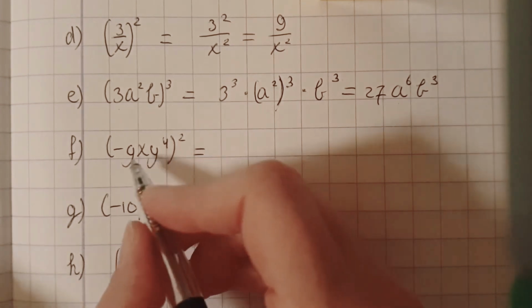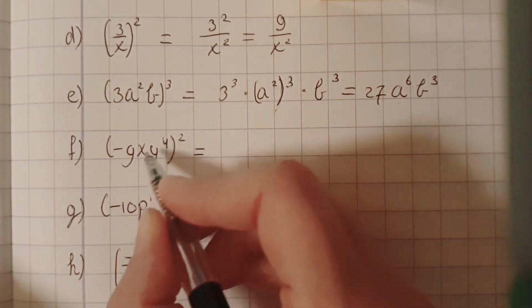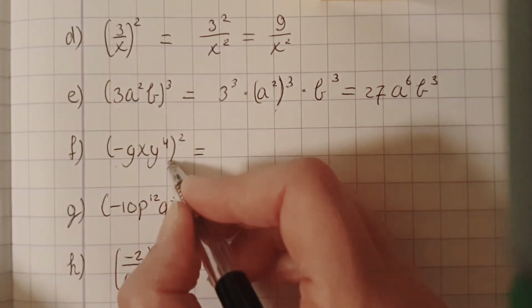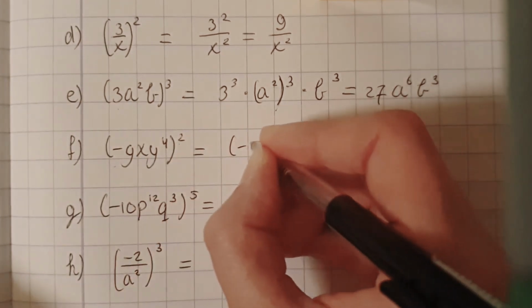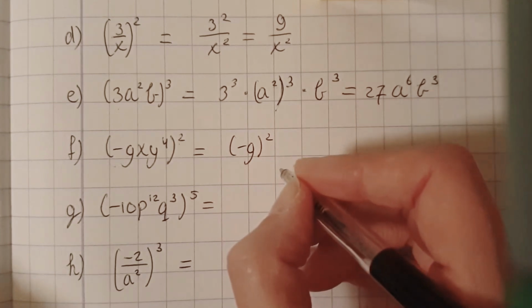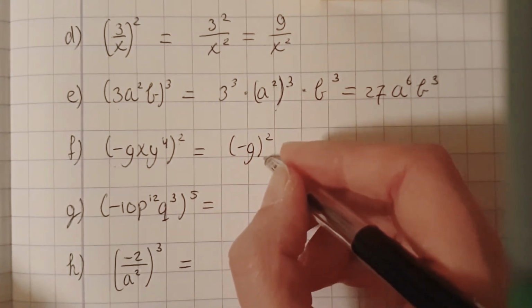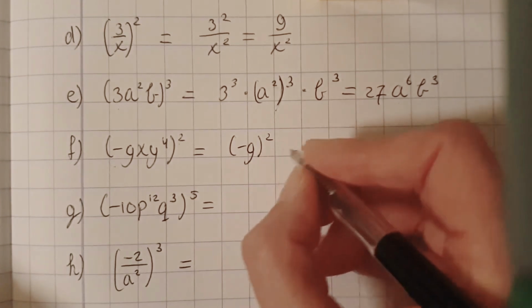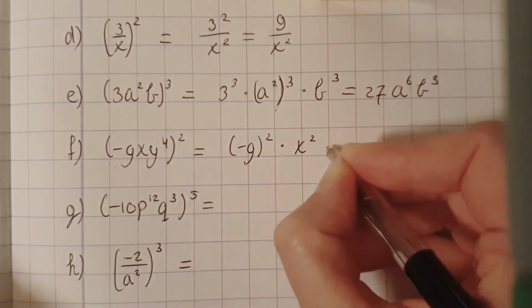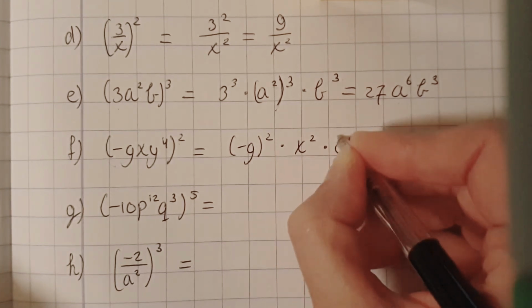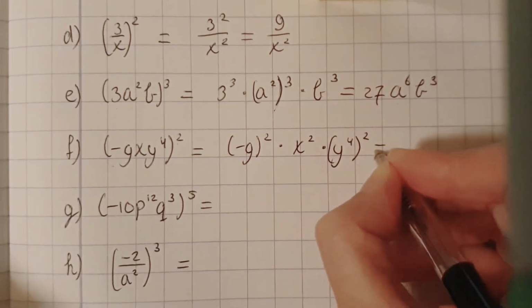Let's have a look at this one. Minus 9 by the power of 2. There's a negative number, and here are brackets. It means that you have to do brackets here as well. That's different than minus 9 by the power of 2 without brackets. So make sure you have brackets here. X squared, and then y by the power of 4 by the power of 2.